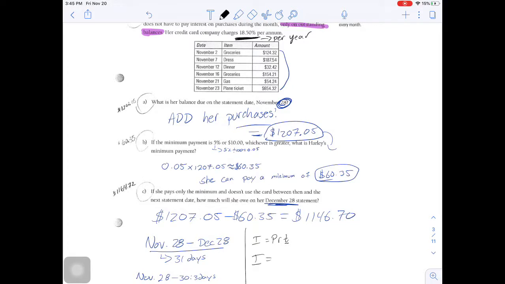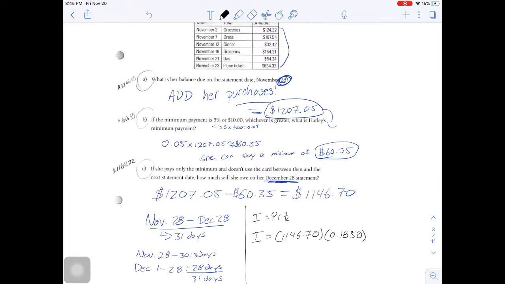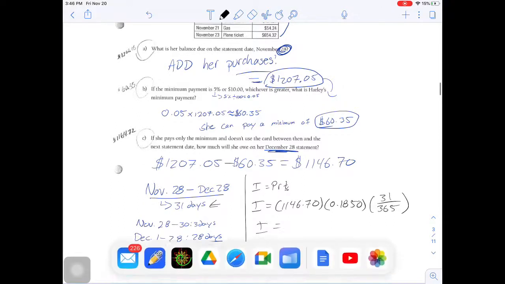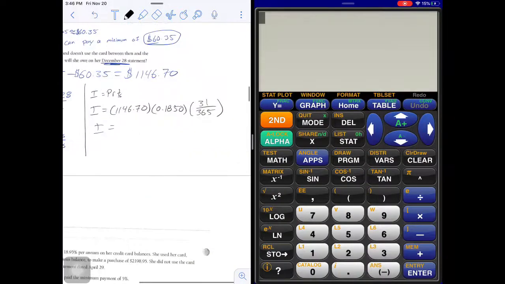So P in this case will be 1,146 and 70 cents. The rate is 0.1850. So remember this number here, that's the R value. It just has to be in a decimal. And now this time, well, 31 days has passed. So I'm going to figure out what the fraction of 31 days is in a year. And that will be my interest. So she's slowly accumulating more money that she owes to the bank by not paying off her amount right away.